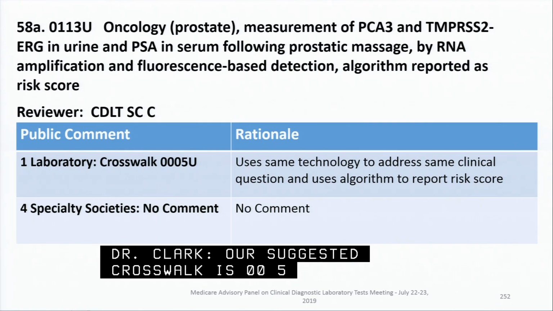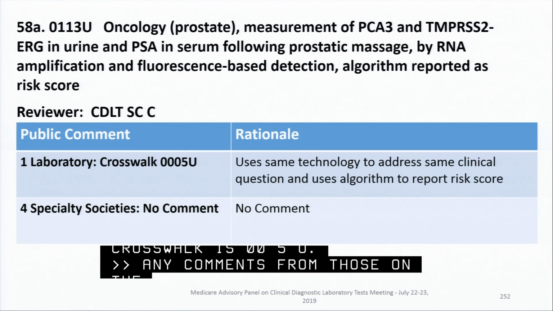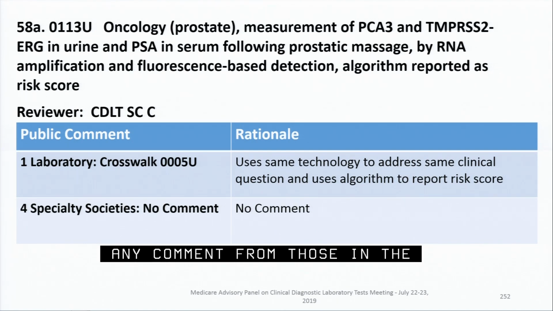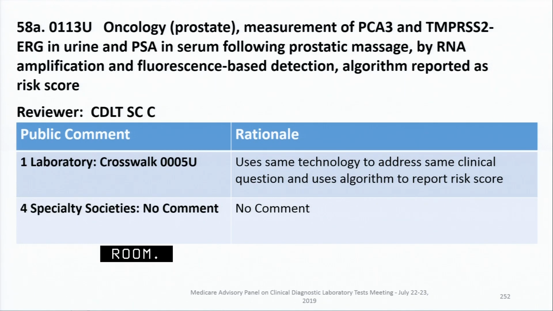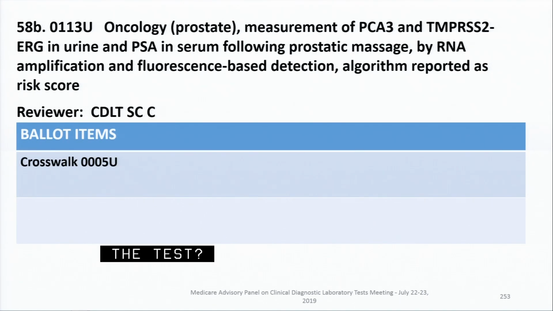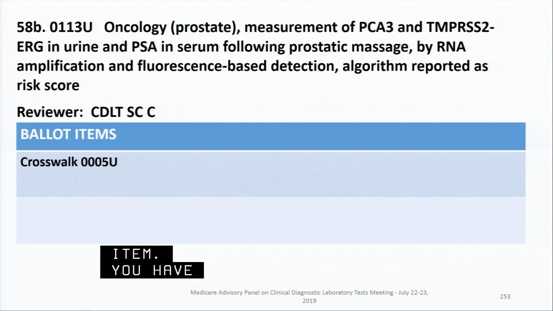Any comments from those on the phone? Any comments from those in the room? No questions for the owner of this test? All right, we're going to go to the ballot item slide, and so you have 0005U as the crosswalk, gap fill is an option for code 0113U.